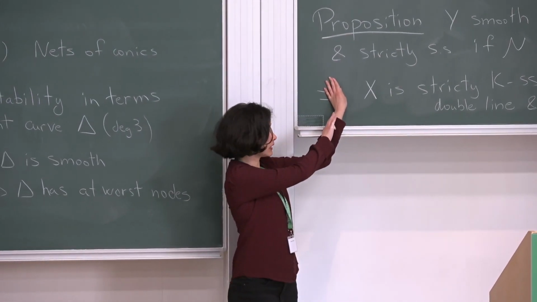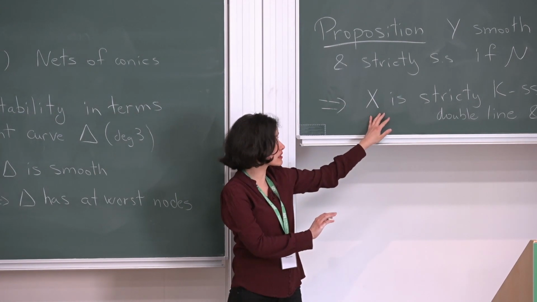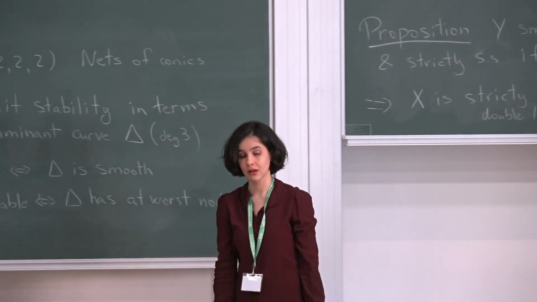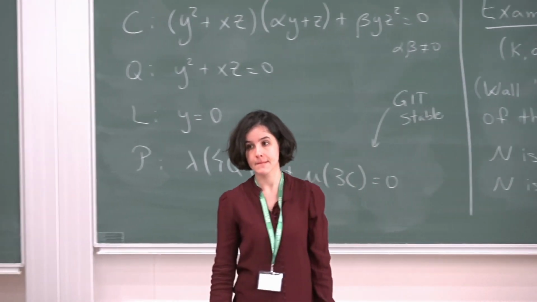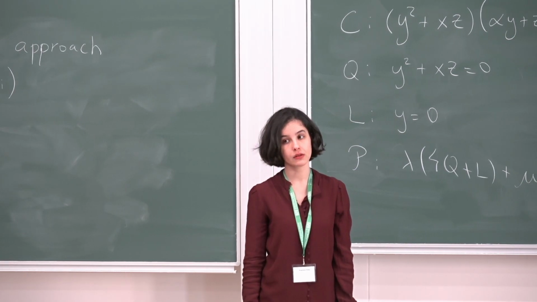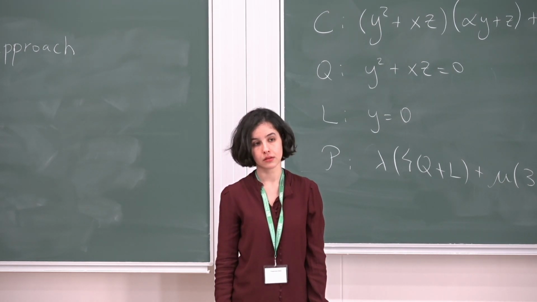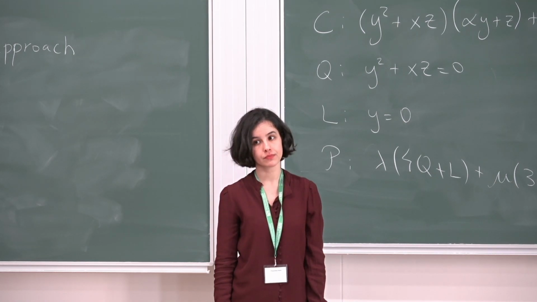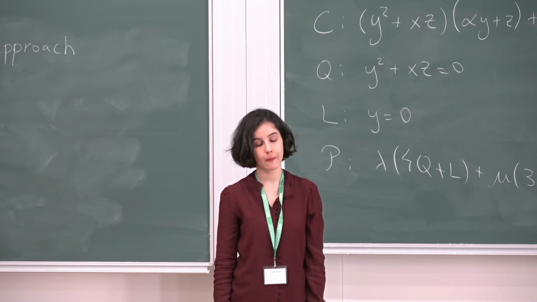I'm confident that the conclusion is correct. So X is going to be strictly K-semi-stable if this happens. In terms of discriminant curves, it's strictly semi-stable if it's singular but not stable. If it's smooth, this condition coincides with the GIT for cubic curves. So if it's singular but not three lines, then it's strictly K-semi-stable.